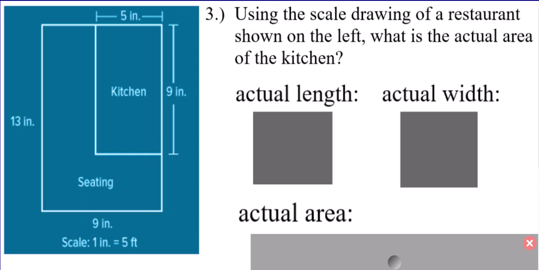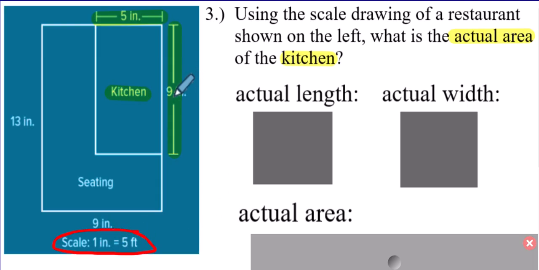Let's do problem number 3 together. Using the scale drawing of a restaurant shown on the left, what is the actual area? Again, actual area, not the area on the drawing, but the actual area of the kitchen. So we want the actual area of the real life kitchen. We can see where the kitchen is. We can see it's 5 inches wide and 9 inches long. But what is the scale? Ladies and gentlemen, get your pencils ready. Here is the scale. Go ahead and circle it right there at the bottom of the blueprint. The scale is that every 1 inch equals 5 feet.